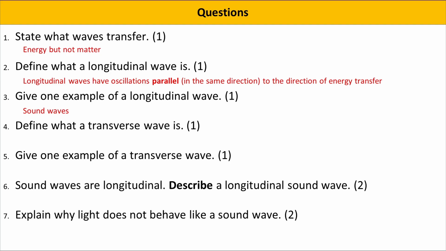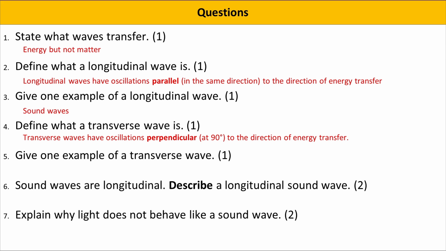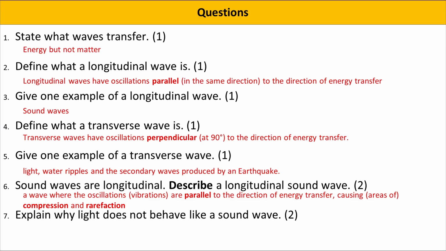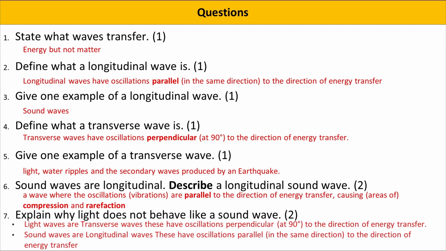Define what a transverse wave is. Transverse waves have oscillations, or you could say vibrations, that are perpendicular, which means 90 degrees to the energy being transferred. Explain why light does not behave like a sound wave. This is because light waves are transverse waves. These have oscillations that are perpendicular to the energy transfer. Whereas if you look at the sound waves, they are longitudinal, which means that they have oscillations that are parallel to the energy transfer.